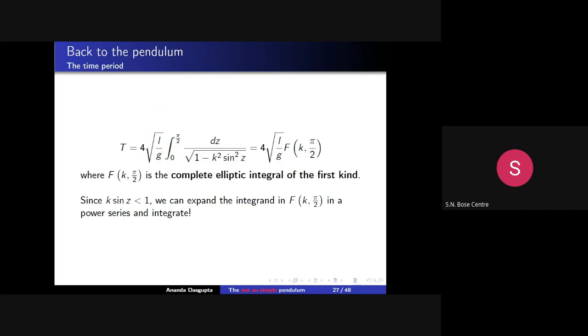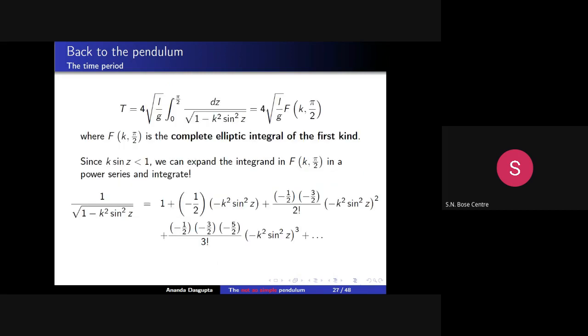As a result, one obvious thing that you could do is expand this one over square root in a binomial series and integrate term by term. So this is what 1 by root over 1 minus k square sine square z is. This is just the binomial expansion to the power minus half. And you have minus half, then minus half into minus 3 by 2 over 2 factorial, minus half into minus 3 by 2 into minus 5 by 2 over 3 factorial, and so on.